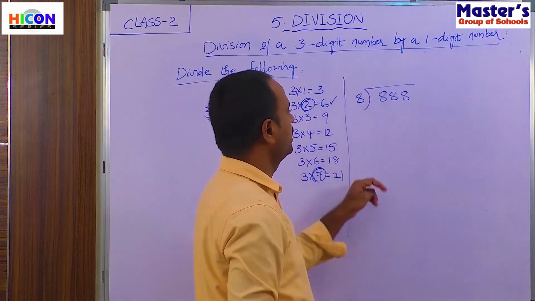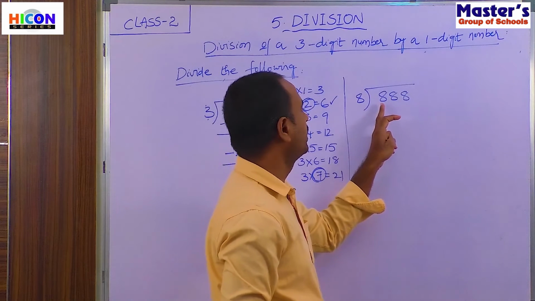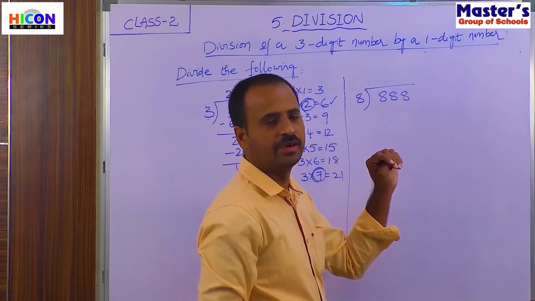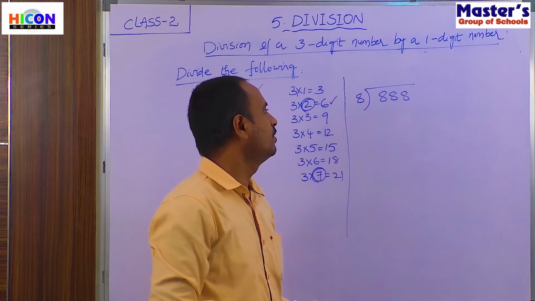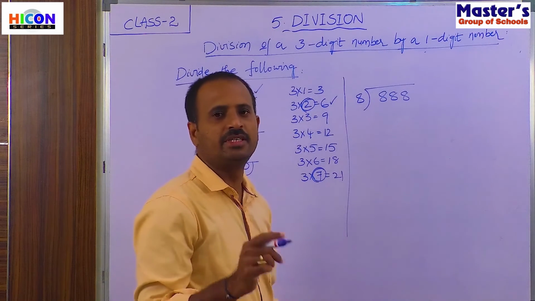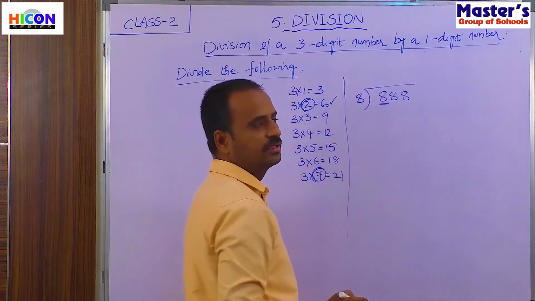Now see the next problem. What is the next division here? This is the division. What is the dividend here? 888 is the dividend. What is the divisor? 8 is the divisor. Now let us take the first digit in the dividend. What is the first digit? 8 is the first digit.